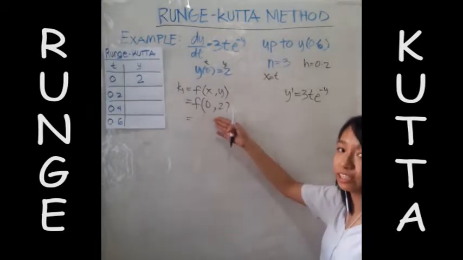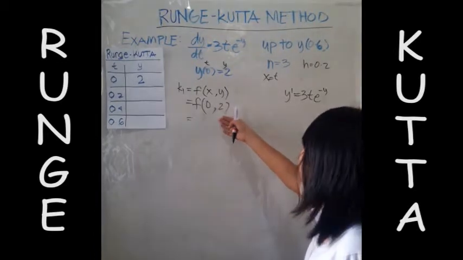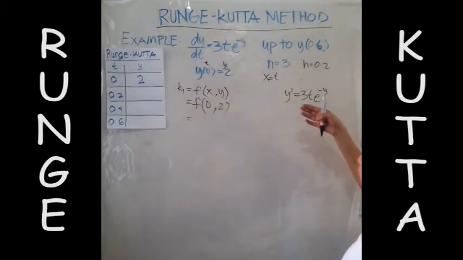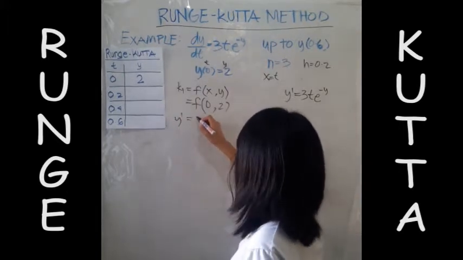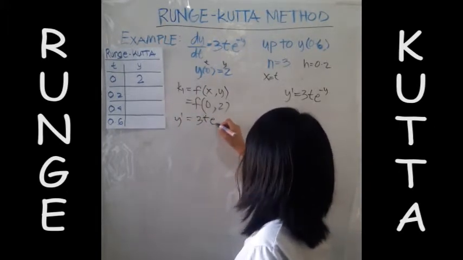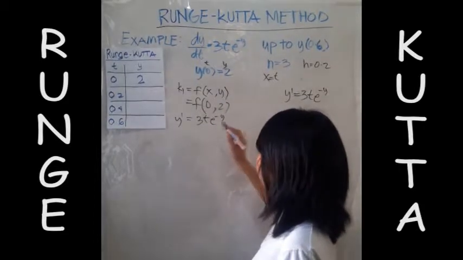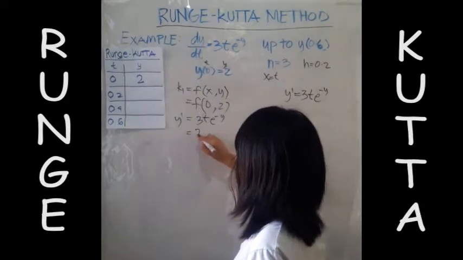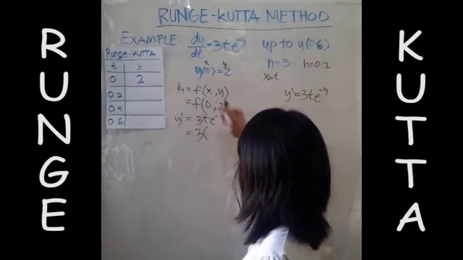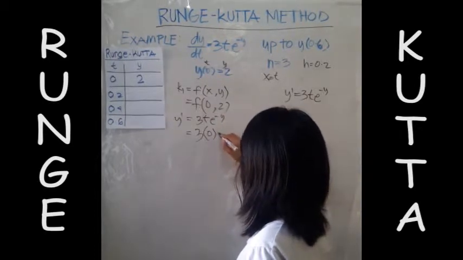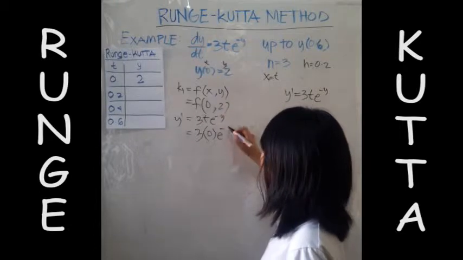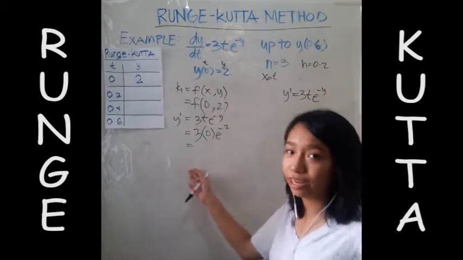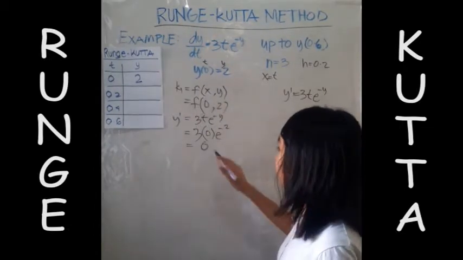So, we have these coordinates and we are going to substitute this to our equation, which is y prime is equal to 3t e negative y. 3, our t is 0, e negative y is equal to 2. And we are going to have an answer of 0.